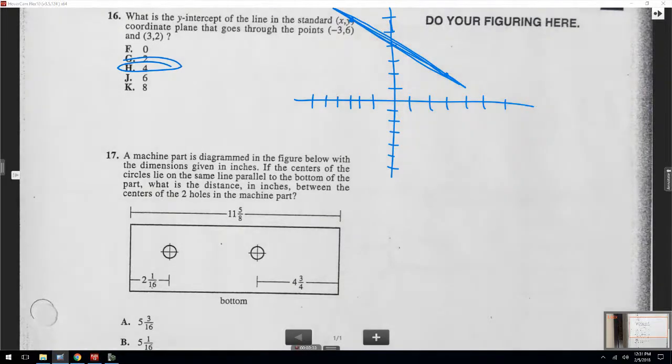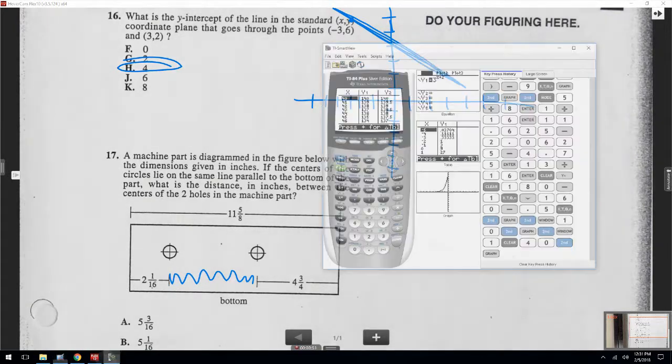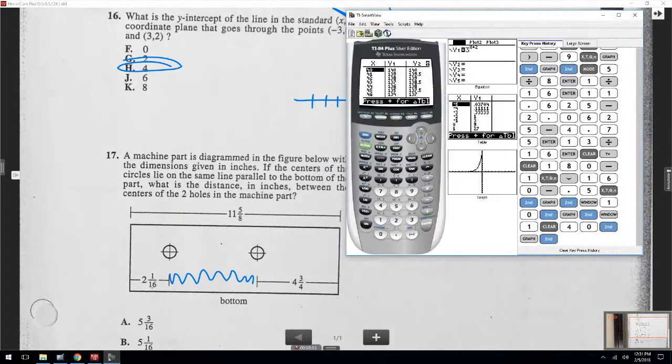All right, on 17, it says, what is the distance in inches between the center of the 2 holes in the machine? So it wants the distance right here between those 2. It's a lot easier to deal with decimals instead of fractions, especially because these are really good decimals. So what would I do in order to get that center piece that you're missing? I would subtract your 2 parts from.